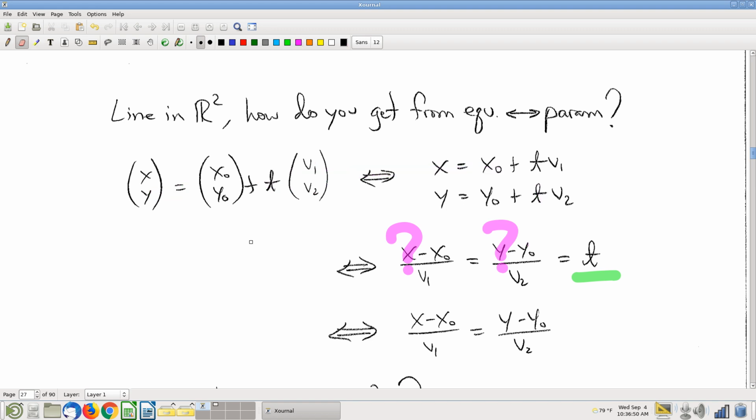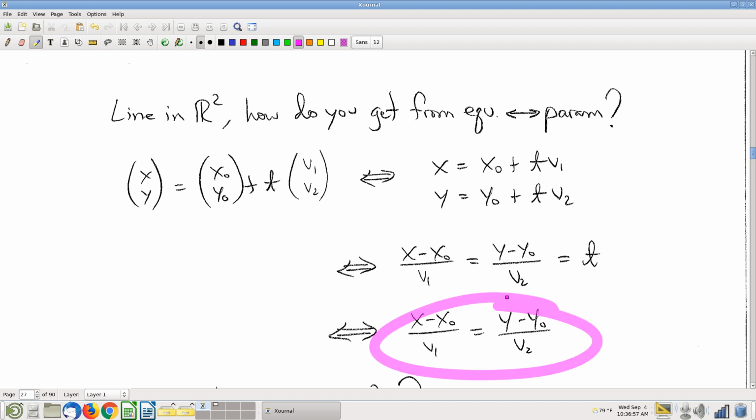So, kind of a nice little process there. It's just a matter of recognizing that an equation means two things are the same, and if they're the same, then you can give it a name. Okay. All right. Likewise in 3 dimensions. Totally analogous.